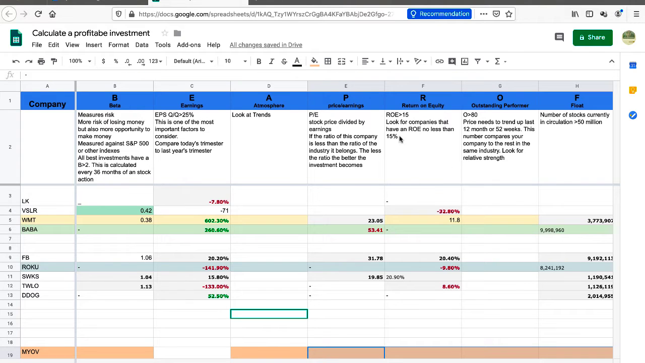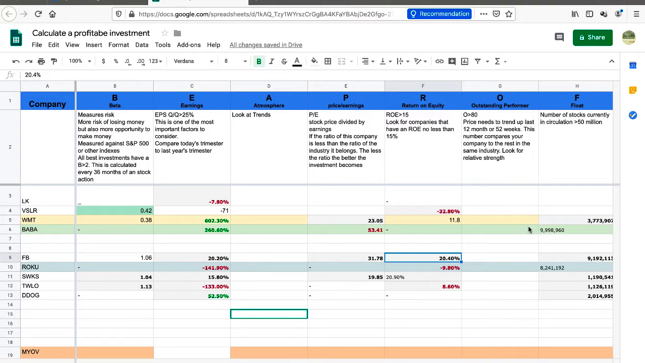Return on investment. Now this is another important thing. So this one, if anything, look at the risk, look at the earnings, and the return on investment, or your return on equity. You want to look for companies that have a return on equity no less than 15%. And this has to be in the positive. So you can see I have some here in the negatives. So all of these, you want your numbers to be like this one or higher.